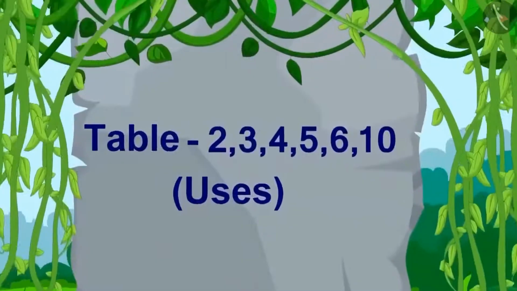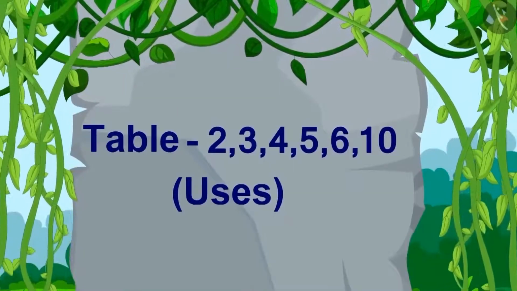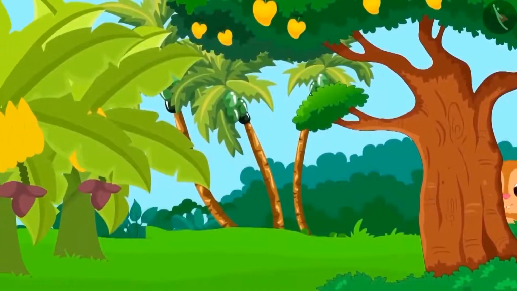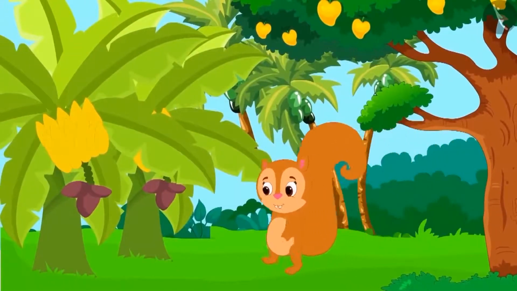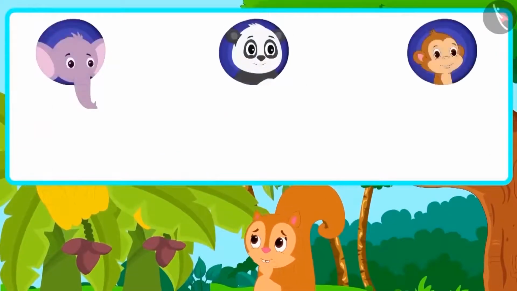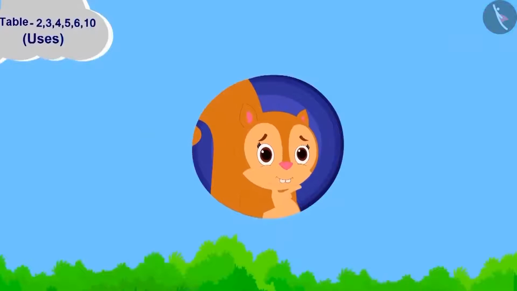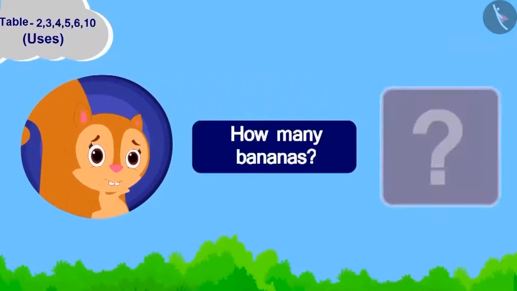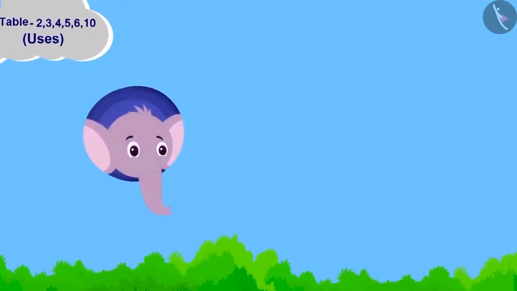Hello children, let's learn to use the tables. One day, a lot of fruits had grown in Chanda's garden. She thought, why not take 4 bananas each for her friends Appu, Golu and Babban? Children, can you tell how many bananas should Chanda take?